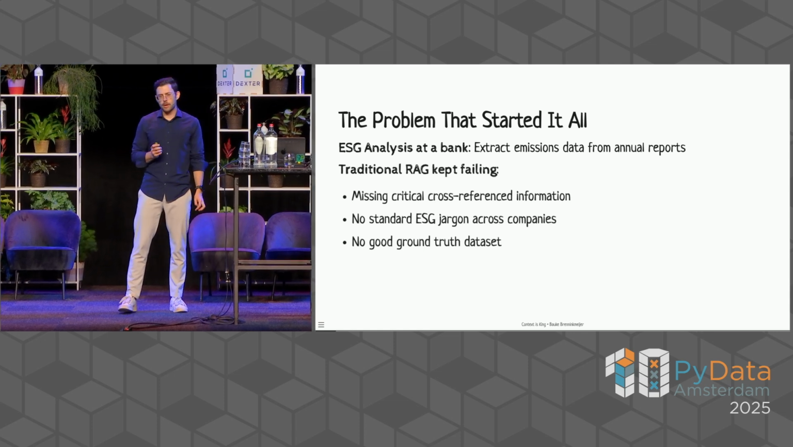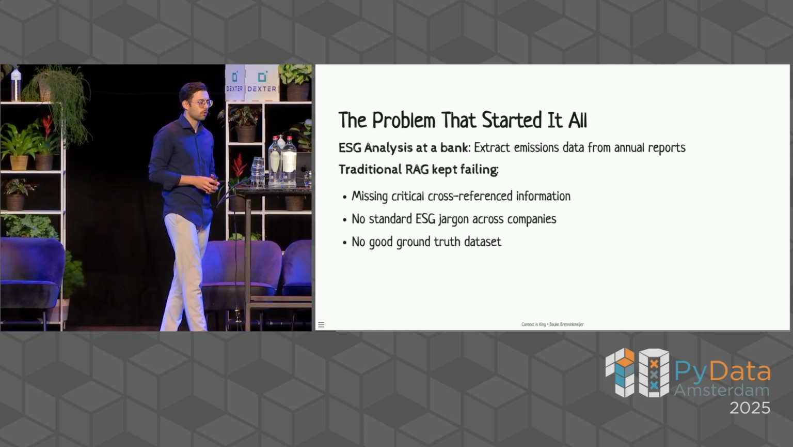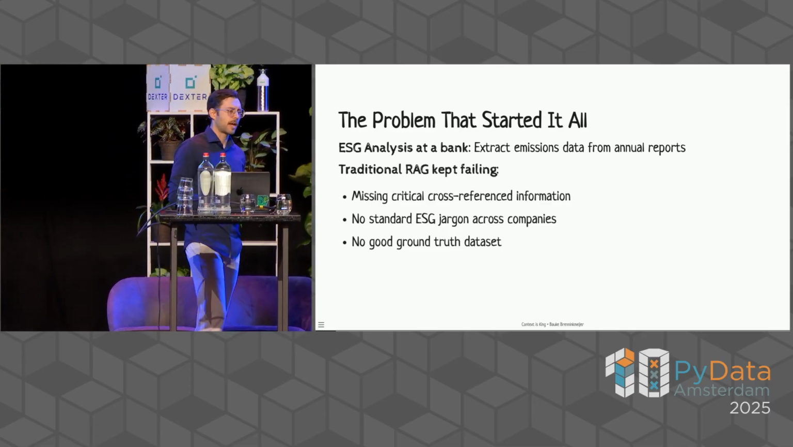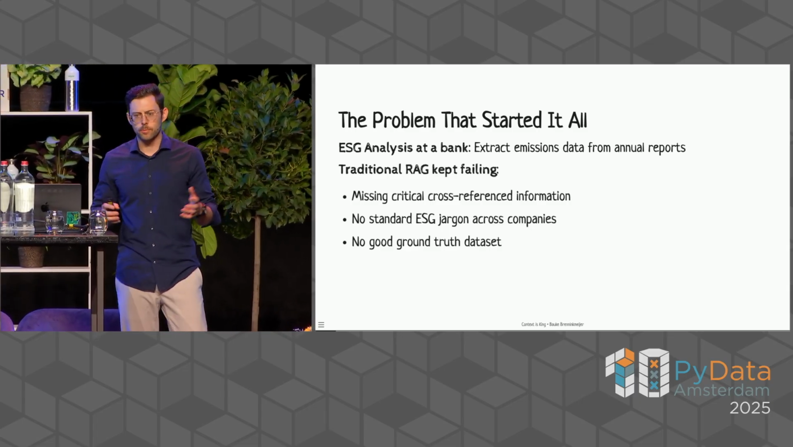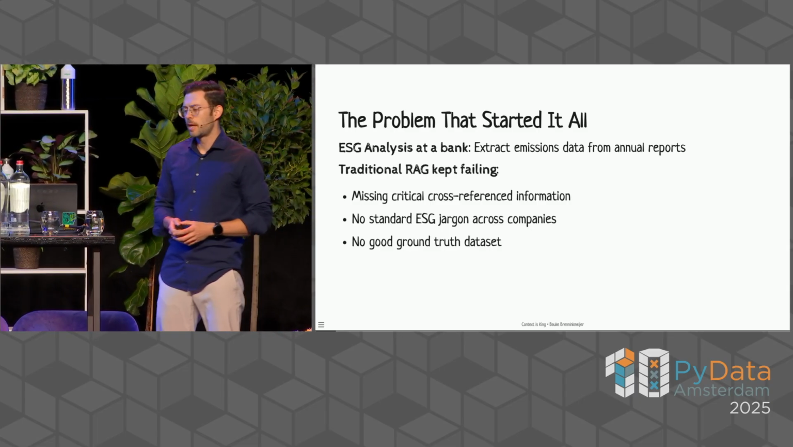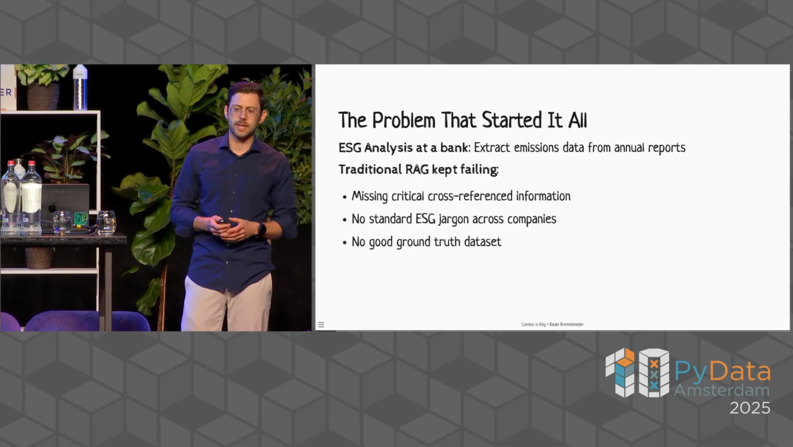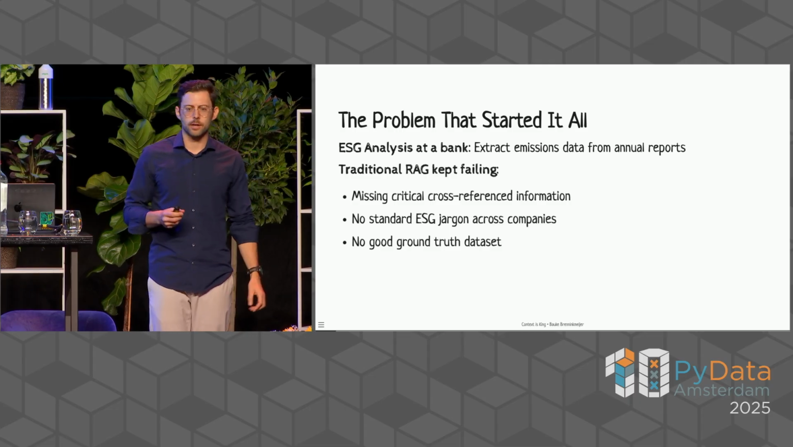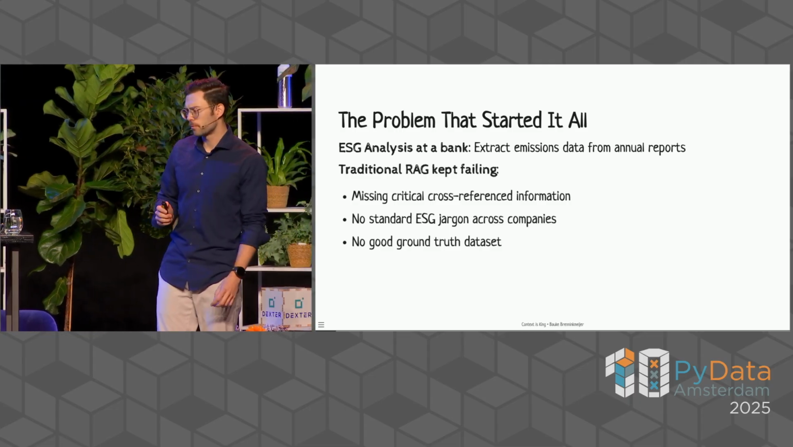So traditional RAG kept failing here, and it was missing critical cross-reference information due to the chunking. There wasn't a standard ESG jargon within the documents because there was no standardization in what needed to be reported yet. And on top of that, it was very hard to create a ground truth data set due to the complexity and the jargon. So it wasn't just AI that was having a hard time with this, it was also the people themselves.